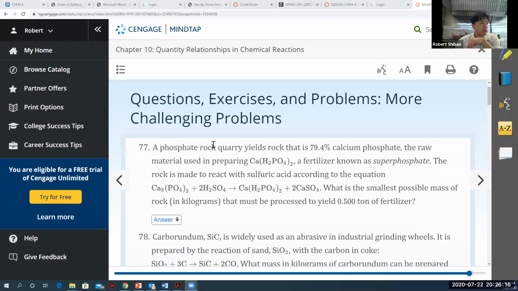A phosphate rock, this is going to be a mixture. You know, rocks are mixtures of minerals. Minerals are compounds. Yields 79.4% of the compound calcium phosphate. The raw material used in preparing calcium dihydrogen phosphate, a fertilizer known as superphosphate. The rock is made to react with sulfuric acid according to the equation. So this rock contains 79.4% of this mineral, which is calcium phosphate, which is just the compound. And it contains other stuff. And so the other stuff's got to be inert, you know, it's unreactive with sulfuric acid.